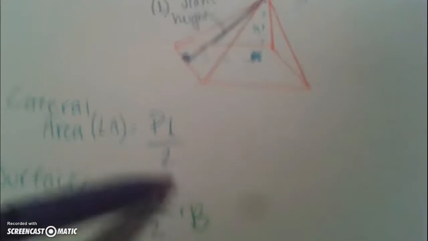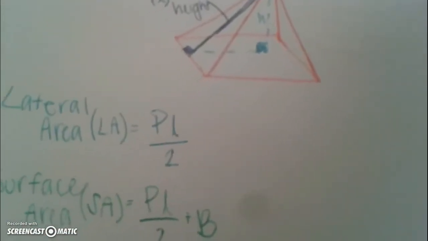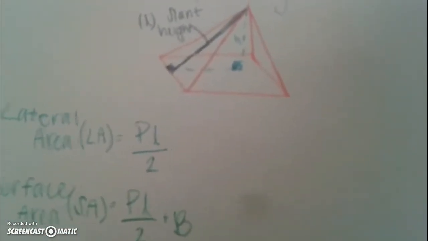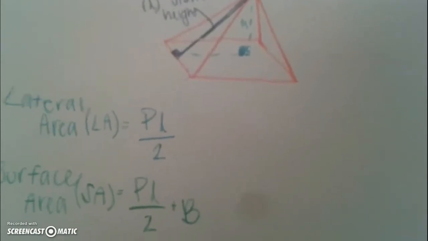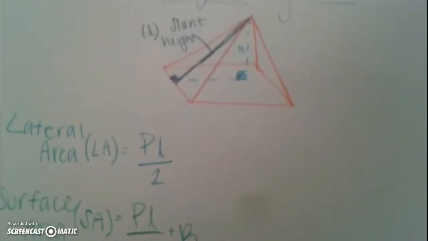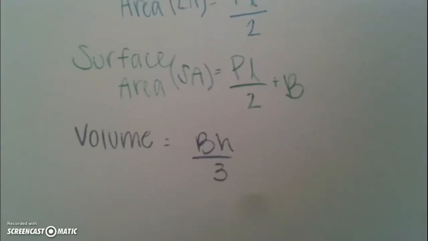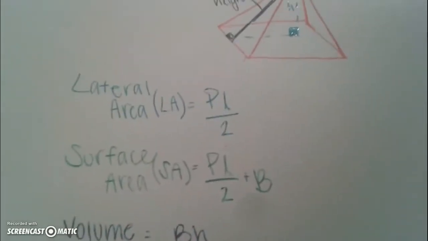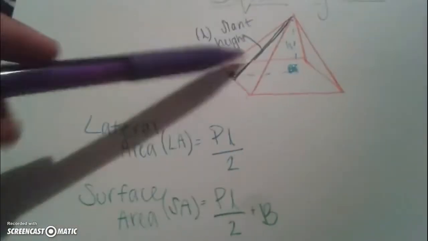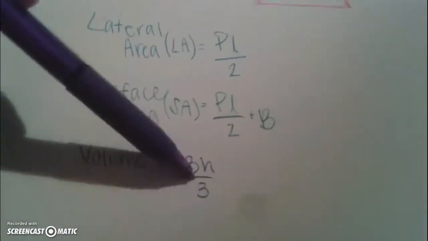And then for surface area, we would do perimeter of the base times slant height, divided by 2, which is the lateral area, since all surface area has the lateral area in it, plus the base. And then volume is just area of the base times the height, and then divide it all by 3.